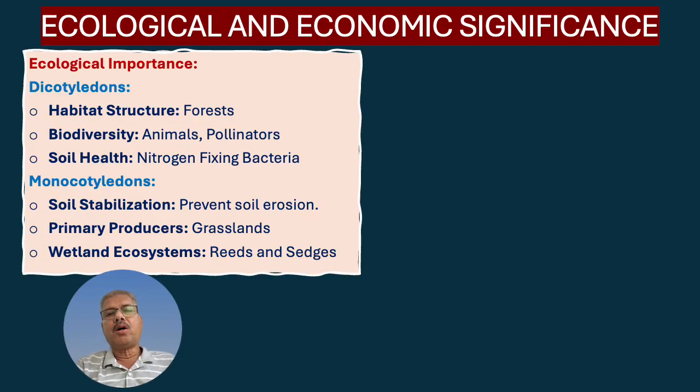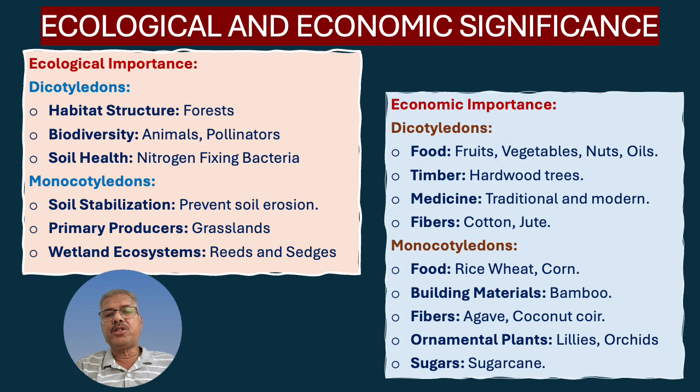Dicotyledons and monocotyledons are integral to the functioning of ecosystems and the sustenance of human societies, each contributing uniquely to both ecological balance and economic prosperity. Ecologically, dicotyledons form the structural backbone of numerous habitats, with dicot trees providing shelter and resources for a diverse array of animal species. Their taproot system plays a vital role in stabilizing soils, preventing erosion, and facilitating water penetration.